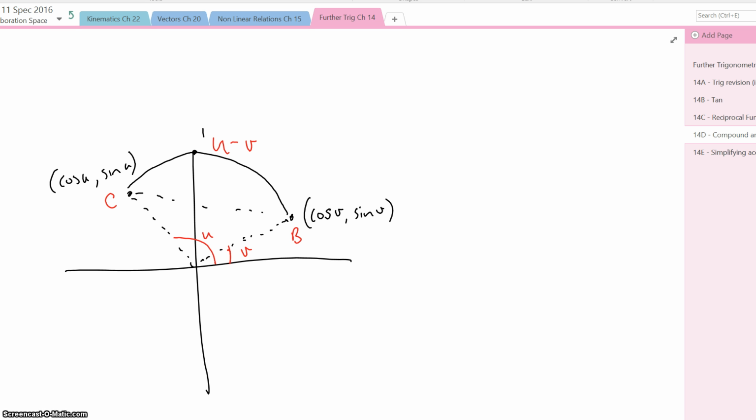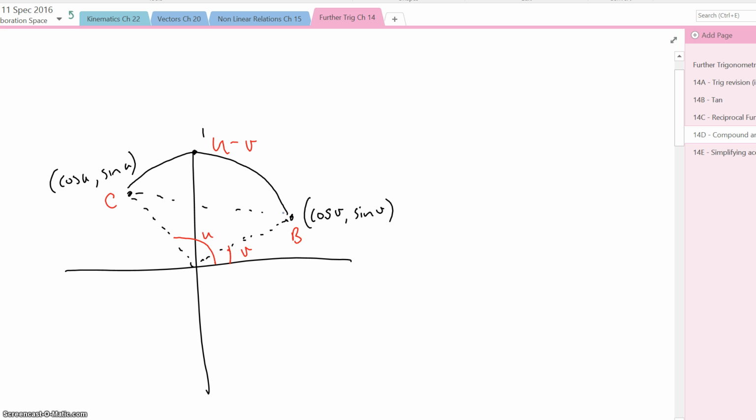So here we go. I'm going to make one of these trig formulas. I'm going to get the unit circle here. I'm going to call this point B and this point C over here. Now at this point B, I'm going to label this angle V, which means therefore it has an x value of cos V and a y value of sine V. And I'm going to call this angle here U, which means this point has an x value of cos U and a y value of sine U. Now, because this angle here is U and this angle here is V, therefore this angle is U minus V.